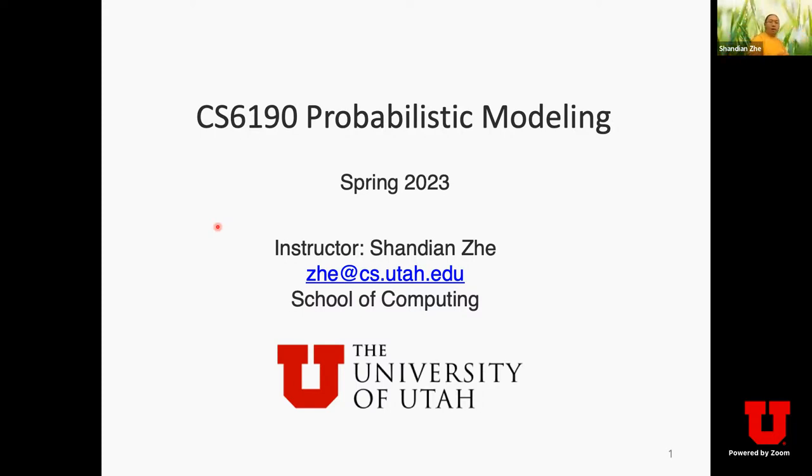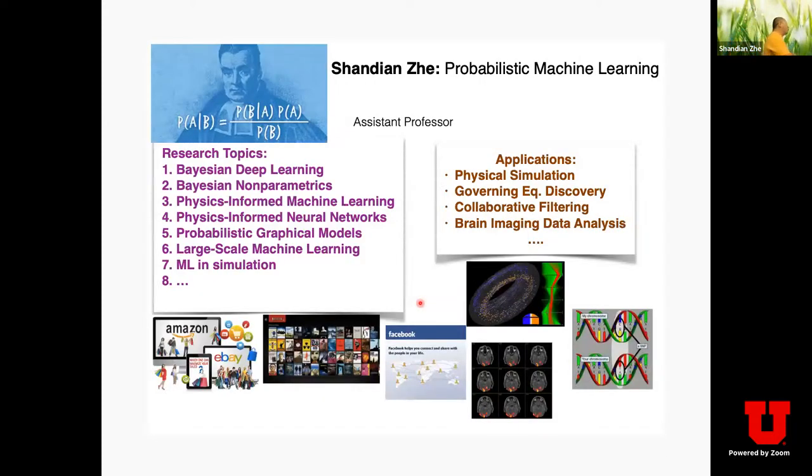So first, welcome to our CS6190 course. It's called Probabilistic Modeling or Probabilistic Machine Learning. My name is Shandian Zhu. This is my email. I'm an assistant professor at the School of Computing. My research area focuses on probabilistic machine learning. So you can feel how happy I am to teach what I'm doing every day. Right? So, briefly introducing myself.